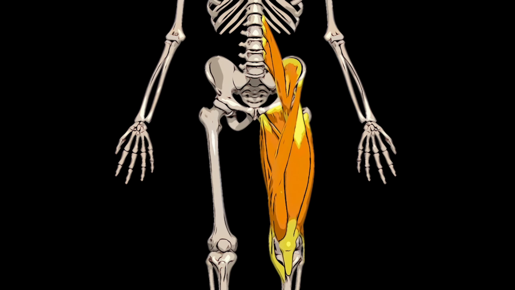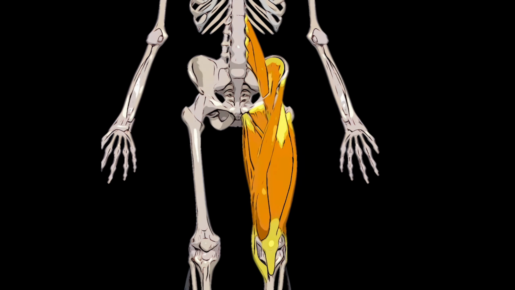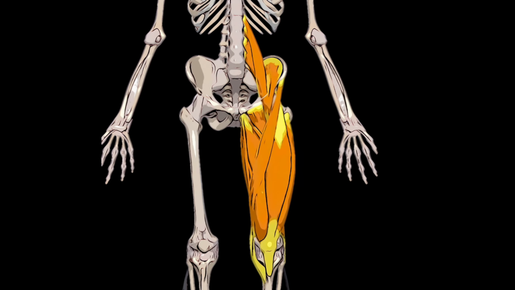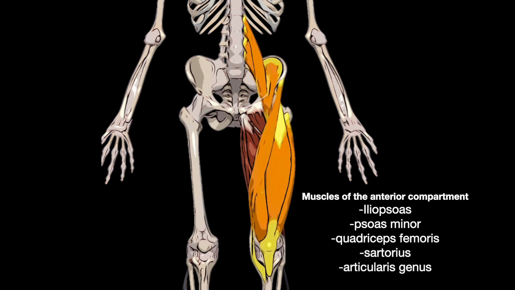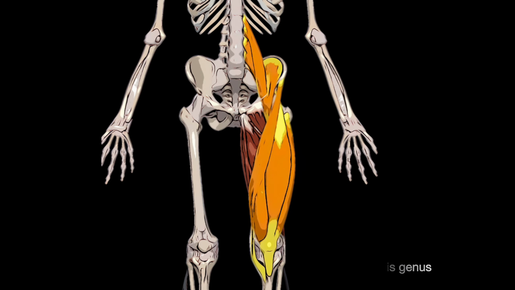Next, we will review the muscular structures of the knee, starting with the muscles of the thigh. The muscles of the anterior compartment of the thigh mainly flex the thigh at the hip joint and extend the leg at the knee joint. The muscles of the anterior compartment of the thigh consist of 5 muscles.